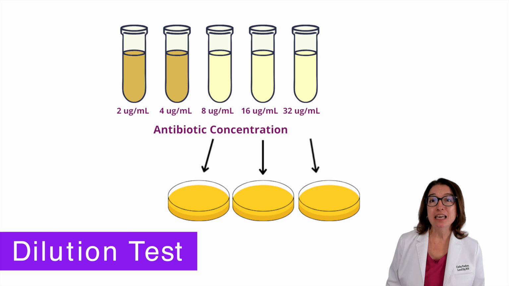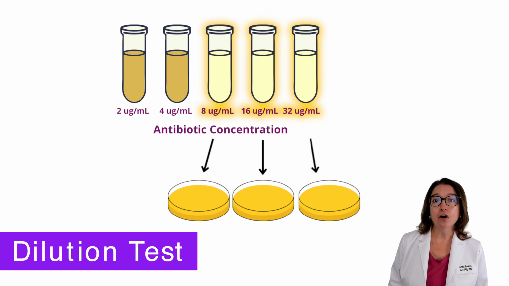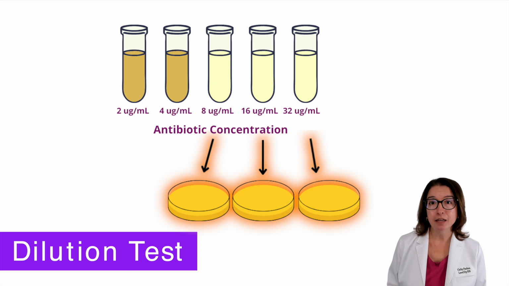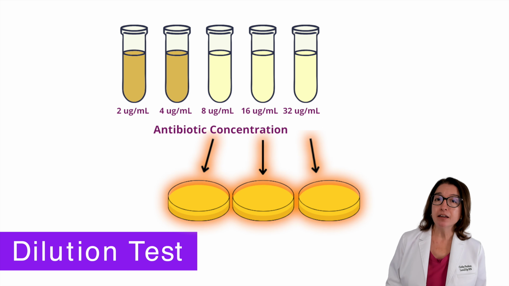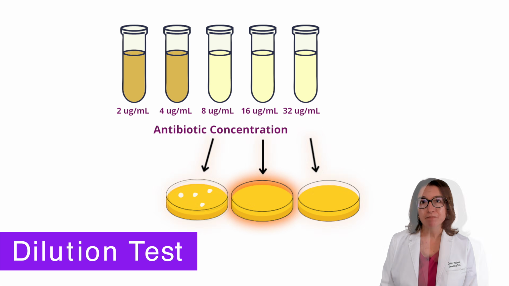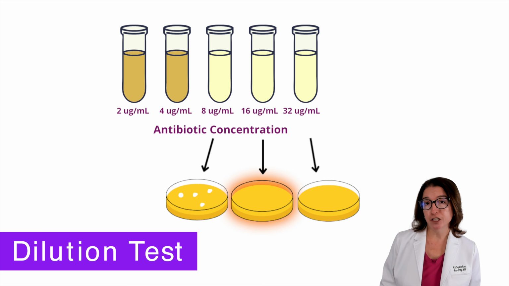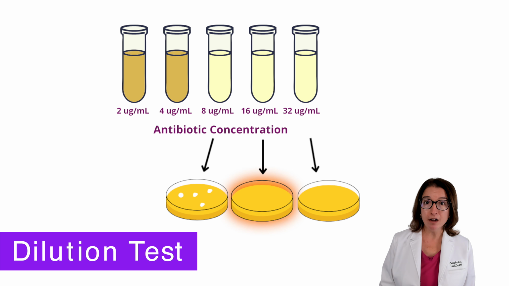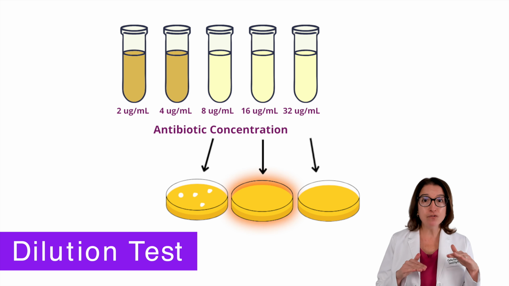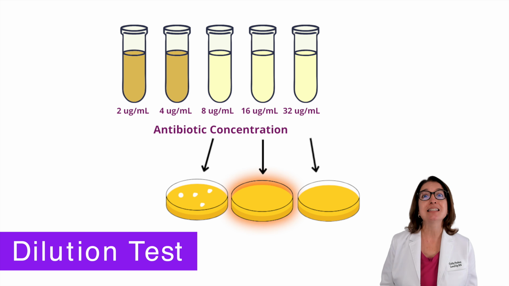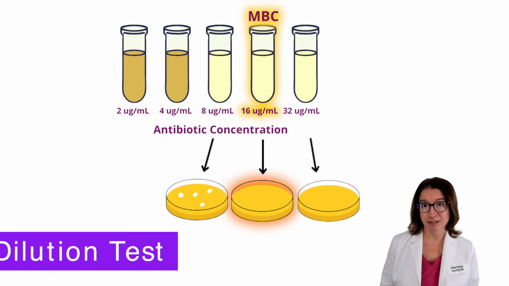Then to determine the MBC, the tubes with no visible bacterial growth are inoculated onto agar plates, and the agar plates are incubated and then assessed. After incubation, you can see that the lowest concentration of the antimicrobial drug that resulted in no visible bacterial growth is 16 micrograms per milliliter.